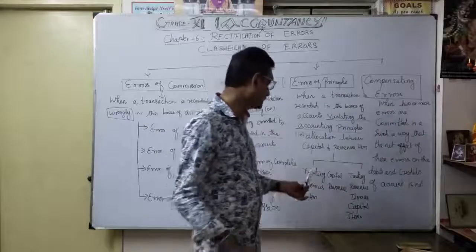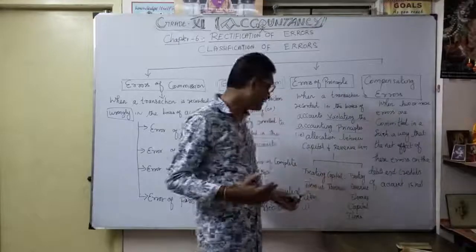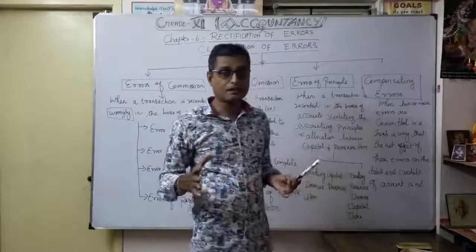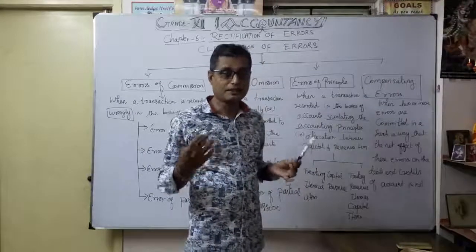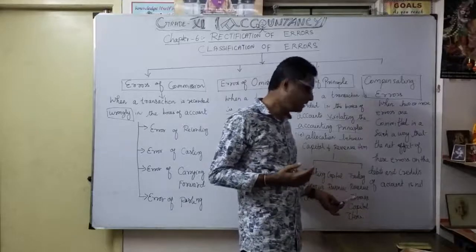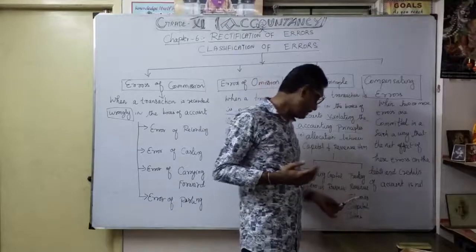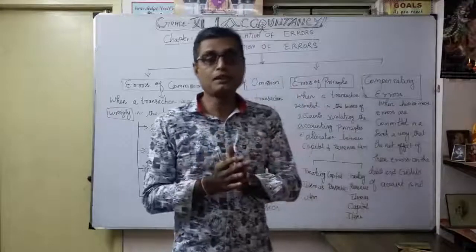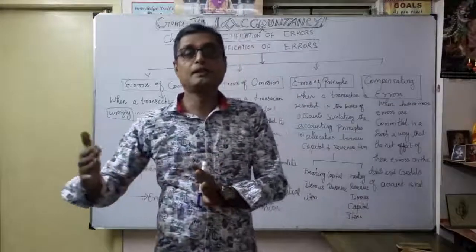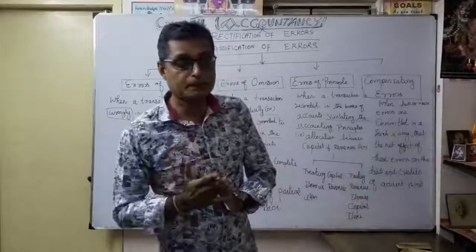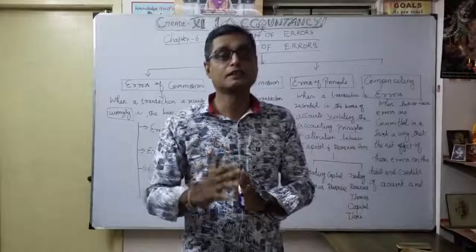That's what here, there are 2 errors. One is treating a capital item as a revenue item. See, it is a capital item, but it can be treated wrongly as a revenue item. Just the opposite, treating a revenue item as a capital item. Understood? That's what, a capital expenditure we identify as a revenue expenditure. Similarly, a capital receipt wrongly identified as a revenue receipt.